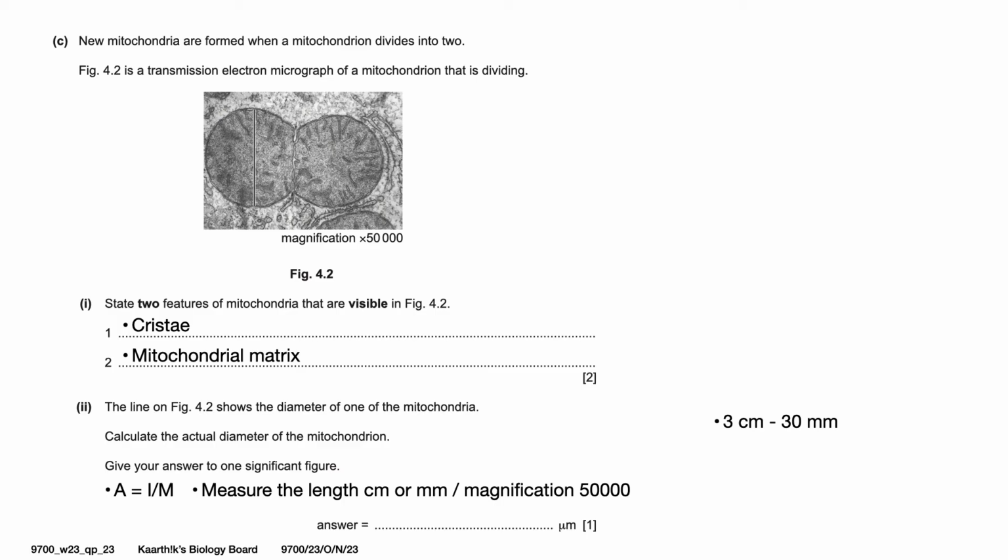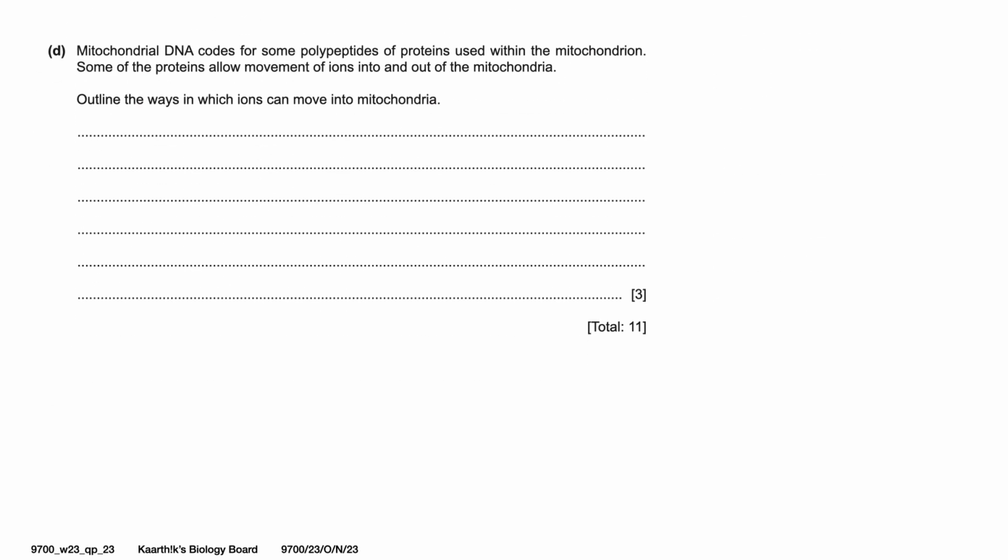So here the length is 3 centimeter, which when we convert into millimeter becomes 30 millimeter, and 30 divided by 50,000 gives us 0.0006. Since it's asked in micrometer, 0.0006 into 1000 is 0.6. So the answer is 0.6 micrometer. Moving on to next question.